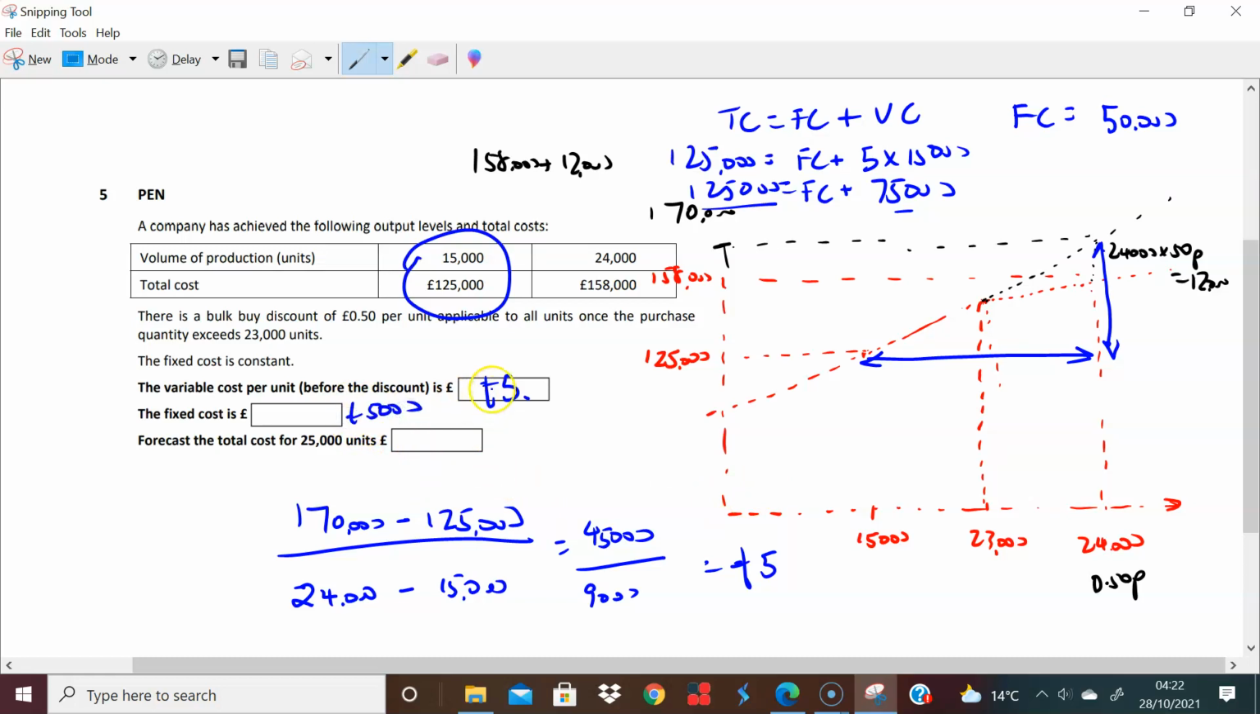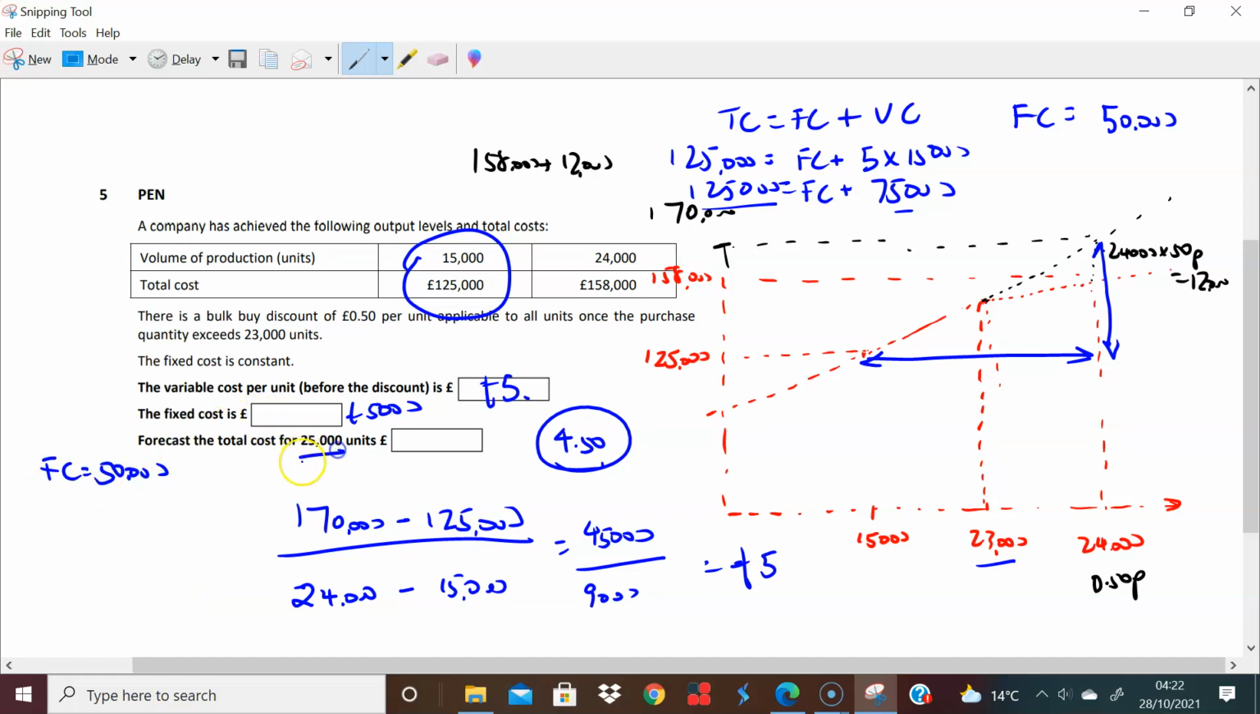Now, I know that I have a discount of 50p on every unit. So going forward, once I get past this unit, I know that my variable cost after the discount is £4.50, right? So given that you have a fixed cost of 50,000, you know what your fixed costs are.